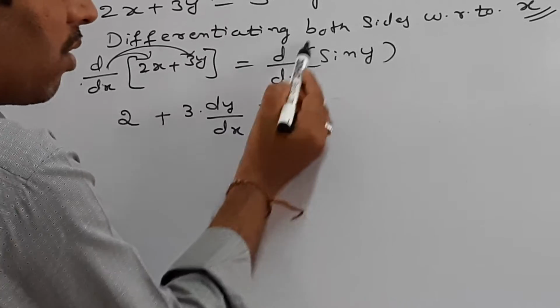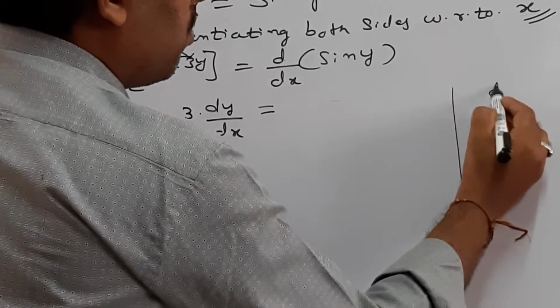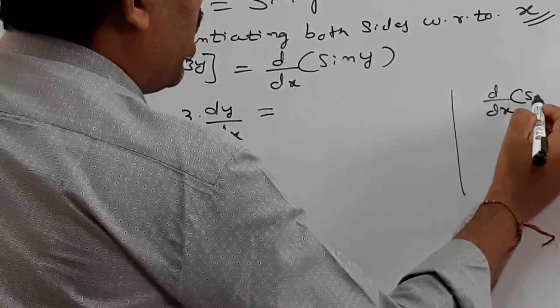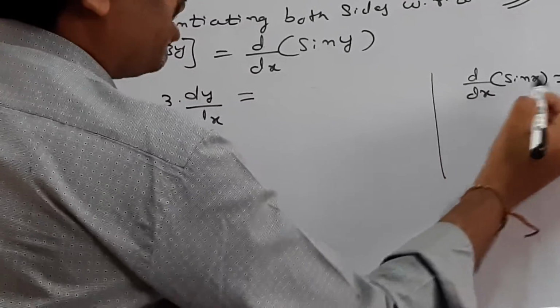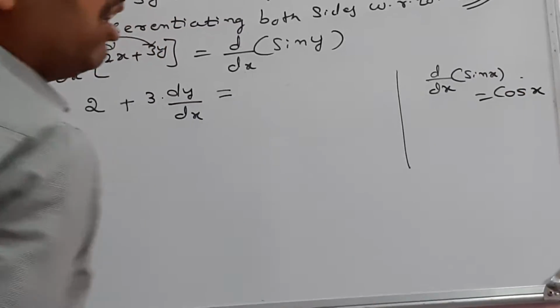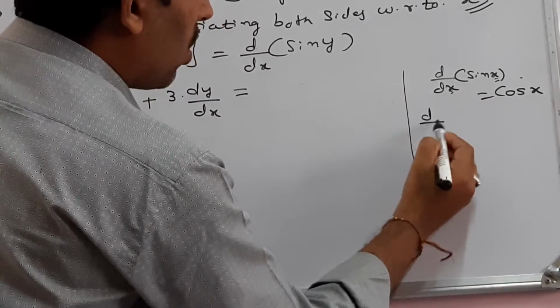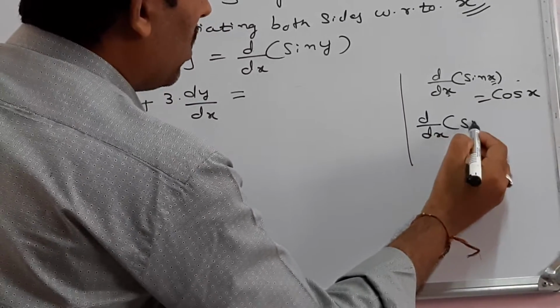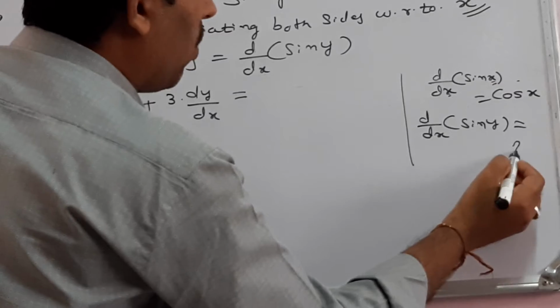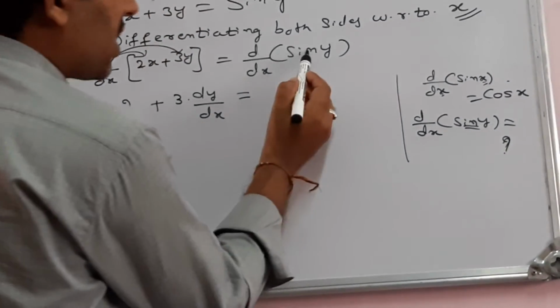This is sin y. Okay, derivative of sin y. We know the formula: derivative of sin x is, what? That is the standard result, cos x. Here the variables are the same. So now we are saying that d by dx of sin y, we are going to write the derivative of, not sin x here, sin y.